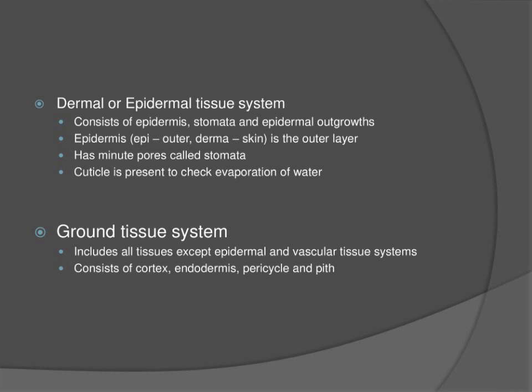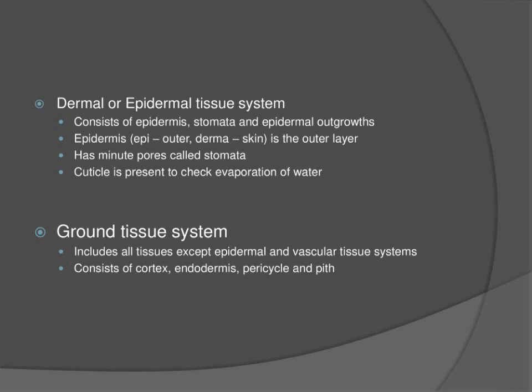What is epidermis? Break the word and see. Epi means outer, derma means skin. So epidermis is the outer layer of the plant tissue. This outer layer, epidermis, has minute pores called stomata. There is something called cuticle which is present on the outer layer of the epidermis to check on the evaporation of water. So this is epidermal tissue system. We also have trichomes and root hairs present in this epidermal tissue system. Those are called epidermal outgrowths.